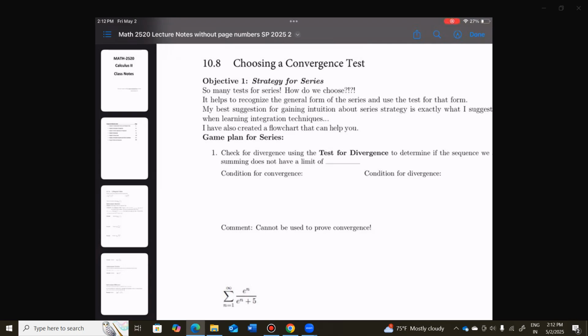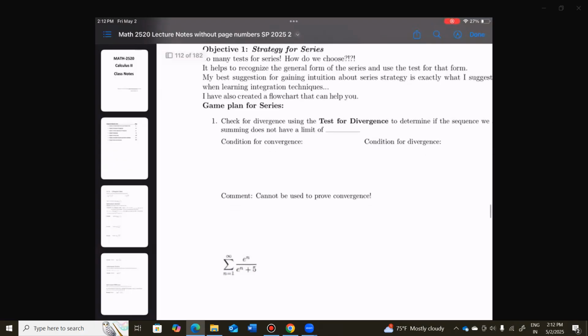There are so many tests, how do we choose? This is when you have to use some recognition with numbers, recognition with functions, and just what things look like, to gain some kind of intuition for how you go about this. It's not the easiest. At the very end, there is a flow chart, but even the flow chart is very complex.